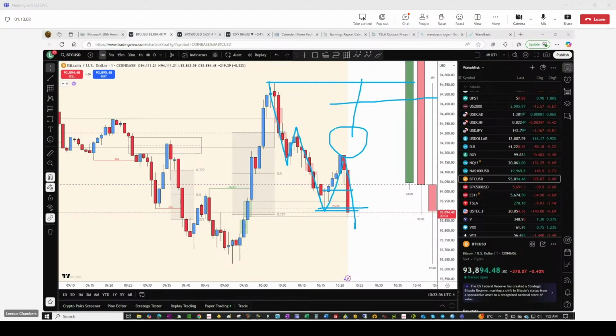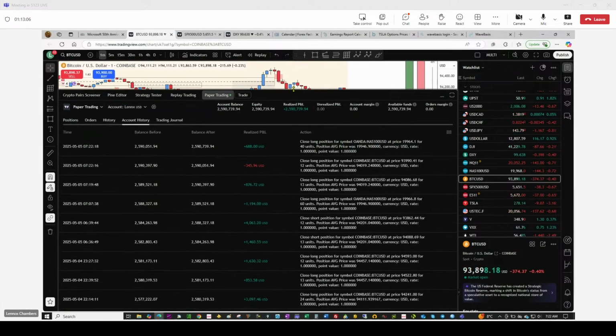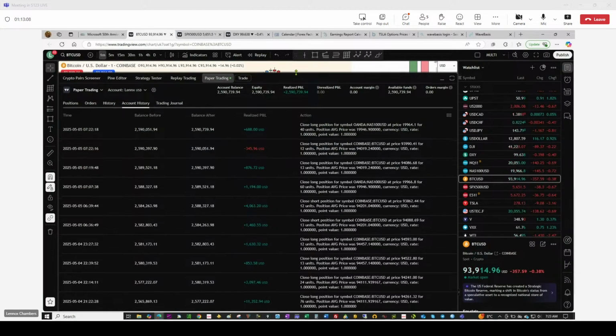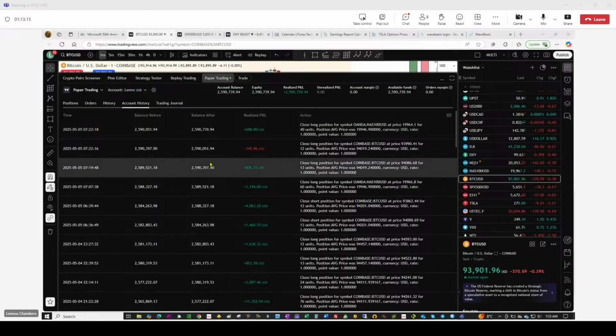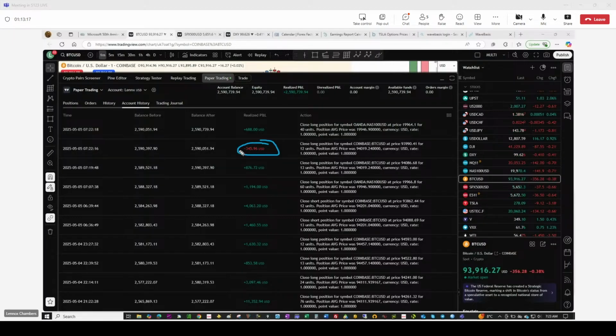So yeah, let me just take a look. So these are my trades. I have finally had a loss, unfortunately. Broke my streak I had going here. I had a nice streak going. But they did take me out for a 345 loss.